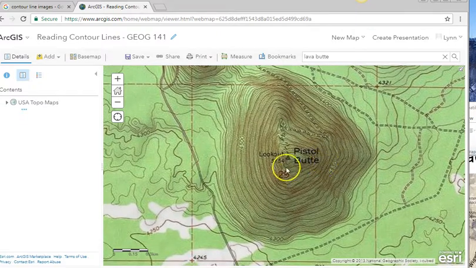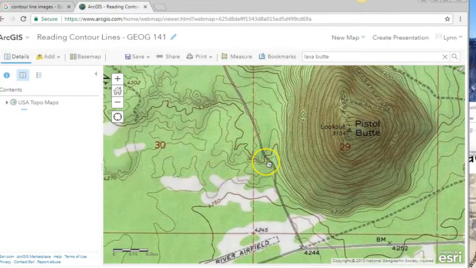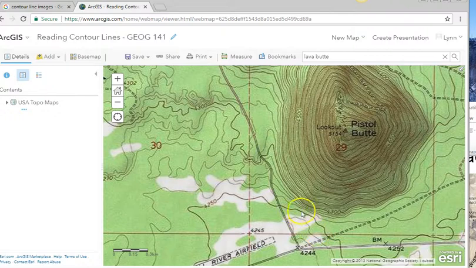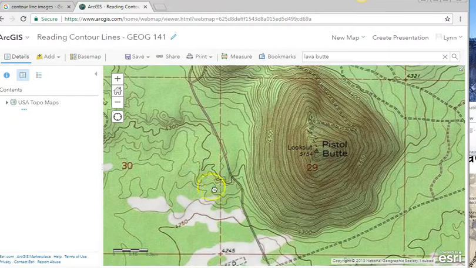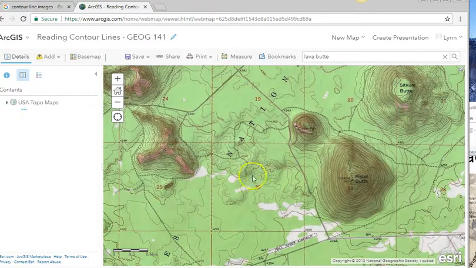So I'm going to zoom in here, and I'm going to say the top of Pistol Butte, I see a triangle that has a spot elevation, is 5,151 feet. And then I could say the base of Pistol Butte is around 4,250 feet. And so the difference in that would be the relative relief of this area.